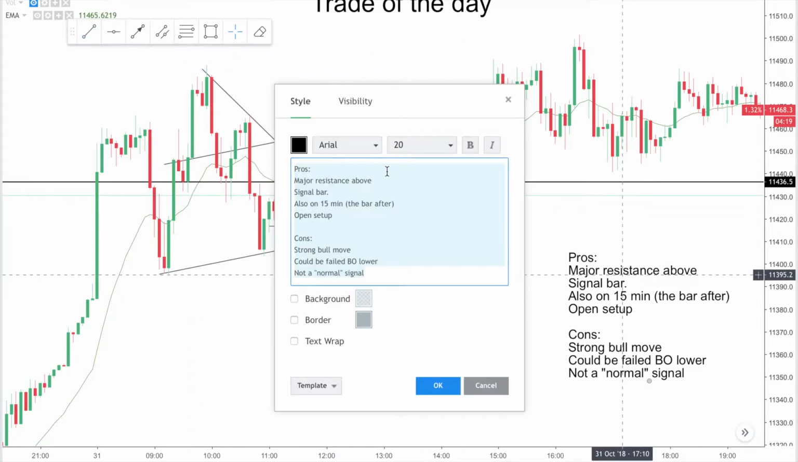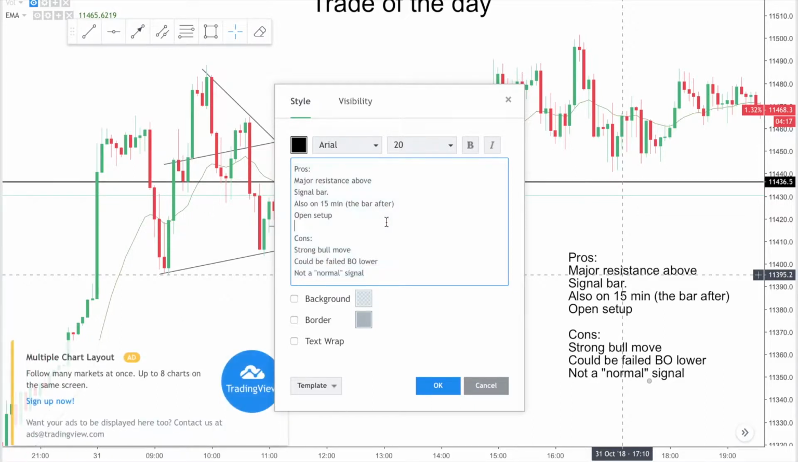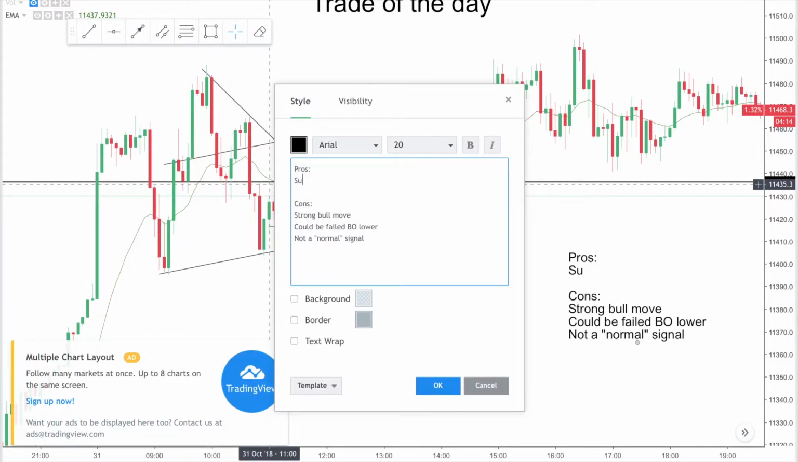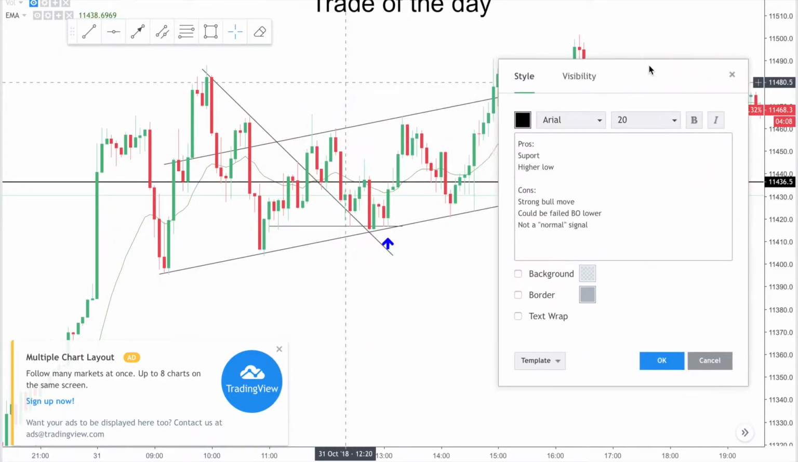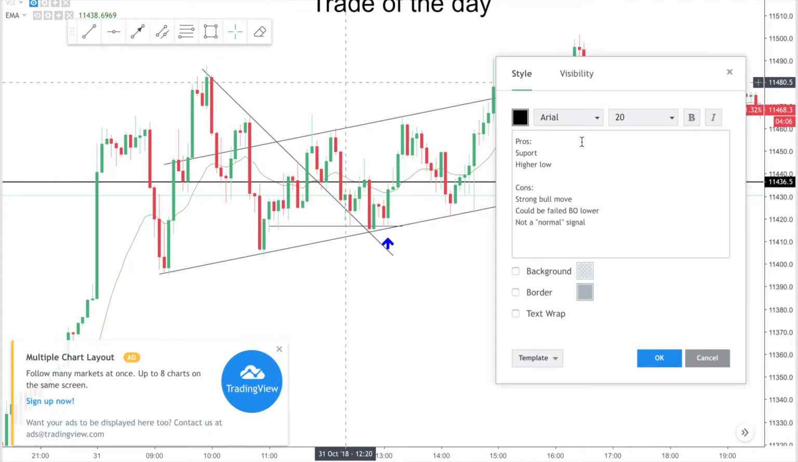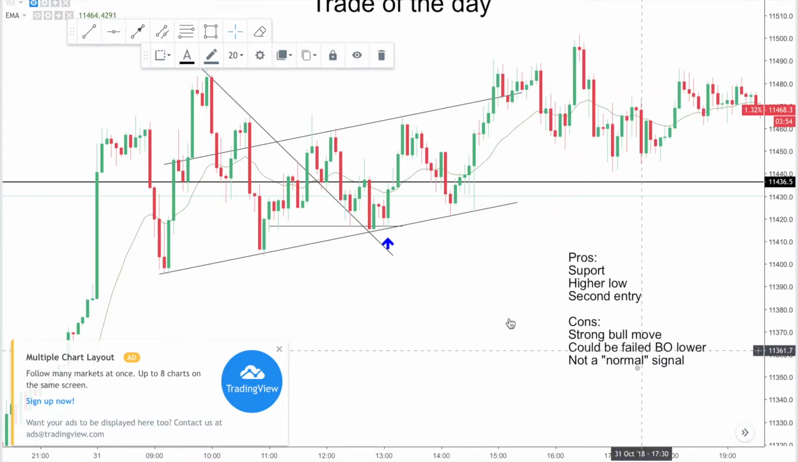So I'm just gonna edit this. Support, higher low, also it is a second entry as well, if you count it. There's two ways.